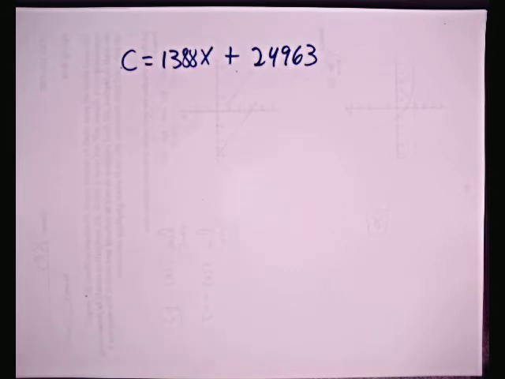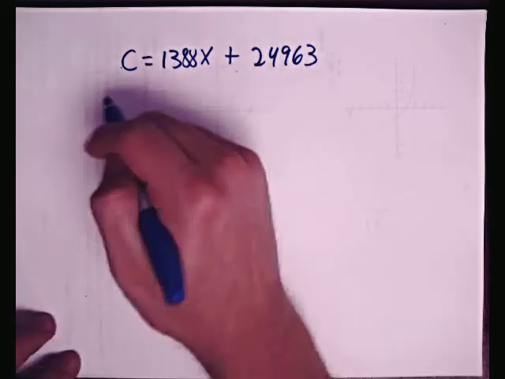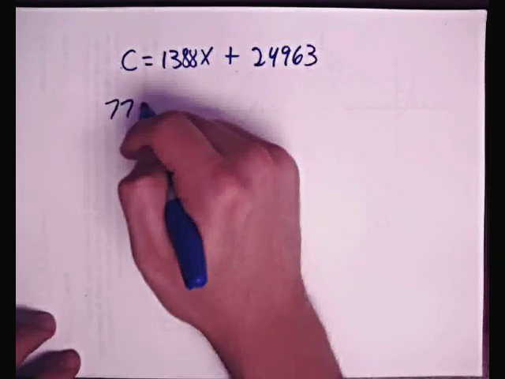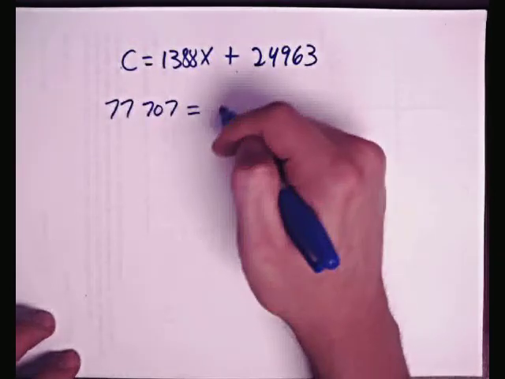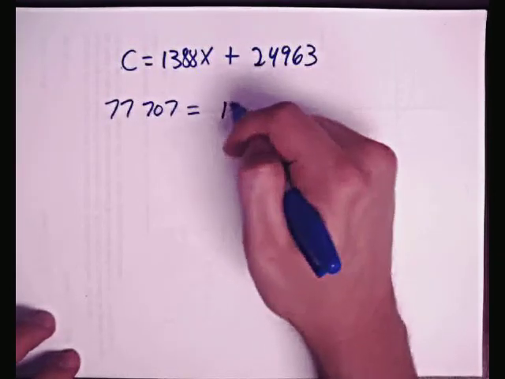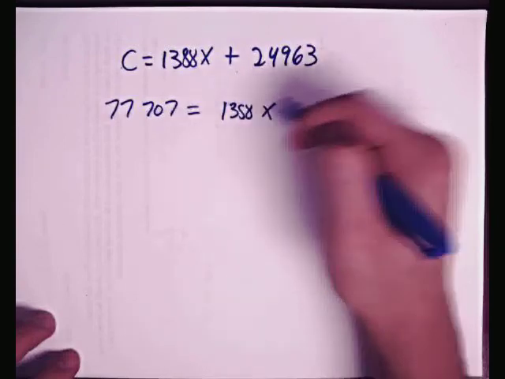So a couple things to point out. C is cost, and x, it says, is the years after 1967. So if x is 10, that's 10 years after 1967, which would be 1977. So in this problem, it says in what year, so we're asked to solve for x, and we're given a cost. The cost we're given is $77,707, and it says to solve for the year, which will involve us solving for x.